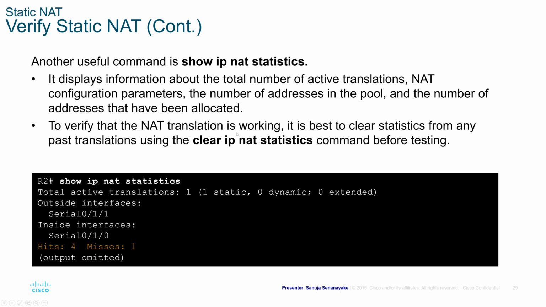To verify that the NAT translation is working, it is best to clear the statistics from any port translation using the clear ip nat statistics command before trying out show ip nat statistics, so that you will have a better idea about whether the changes that you made are actually working. If you run show ip nat statistics, it'll show you how many hits and misses and some data associated with that, but you can run clear ip nat statistics to clear that information and see if it is working afterward.